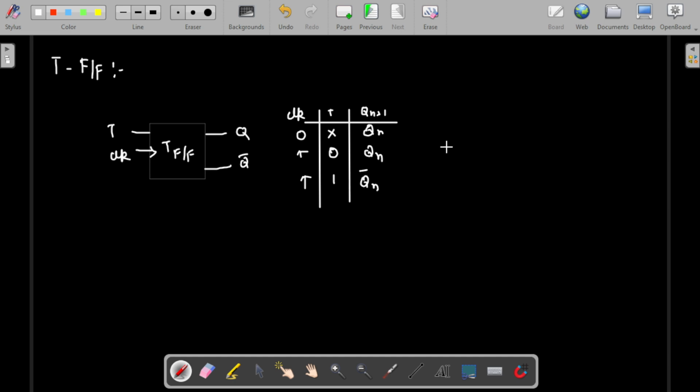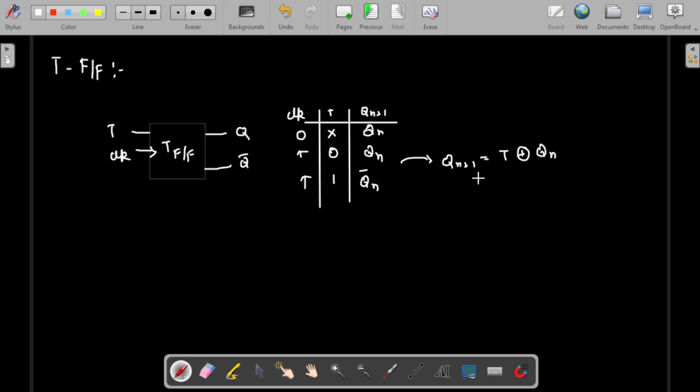Here, how will the characteristic equation be? This is similar to an XOR gate, right? So I am directly writing: Qn plus 1 is equal to T XOR Qn. Whenever the previous state and the input differ, the output will be 1. That is what I am representing.